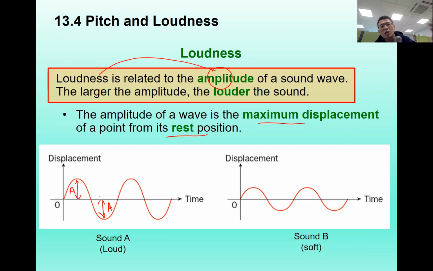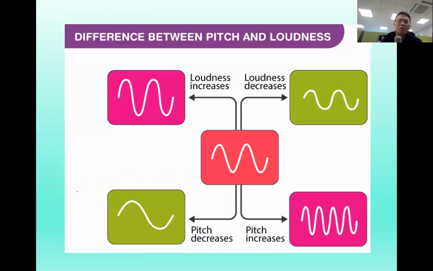So in a nutshell, you'll find that the louder the sound, the bigger the amplitude. The softer the sound, the smaller the amplitude. When you look at amplitude between the rest position and the maximum, you'll find that the amplitude is different. The smaller it is, the softer the sound. The bigger it is, the louder the sound itself. And this is what we mean by loudness.